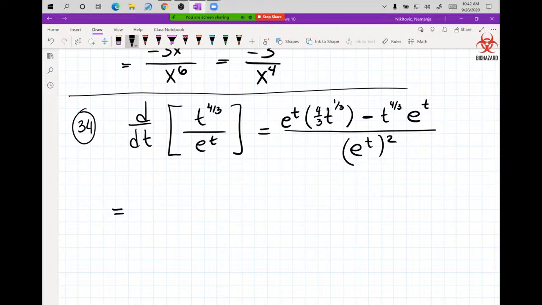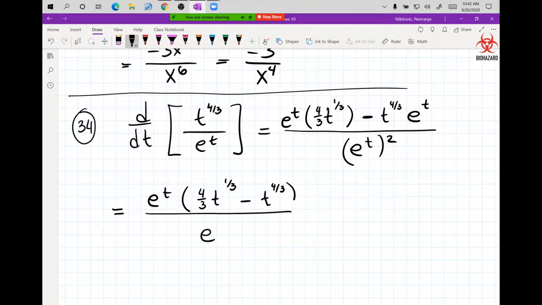So what I'm going to do is factor out e to the t, leave in parentheses my 4/3 t to the 1/3 minus t to the 4/3, and then divide this by e to the t times e to the t, because that's what the squaring is, because one of these will cancel. And I can do better because I can also kick out t to the 1/3, which would leave me with 4/3 minus t divided by e to the t.